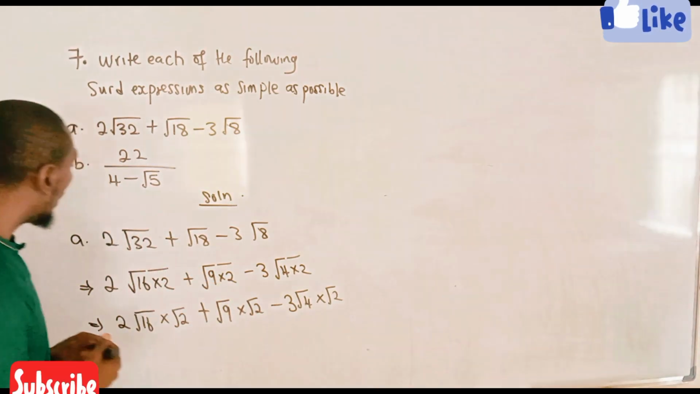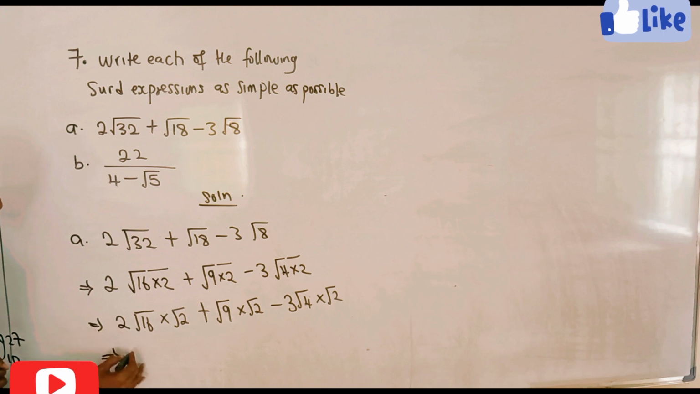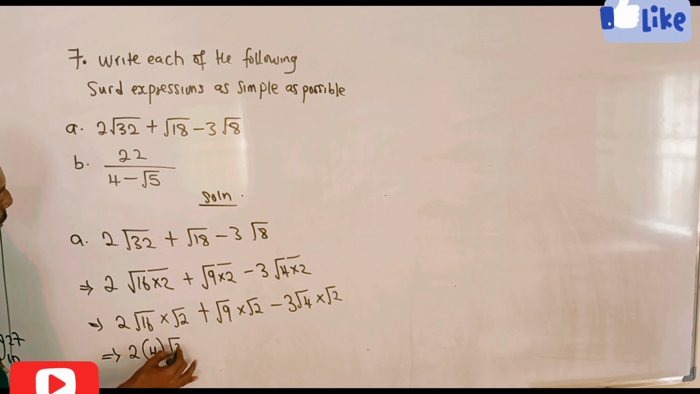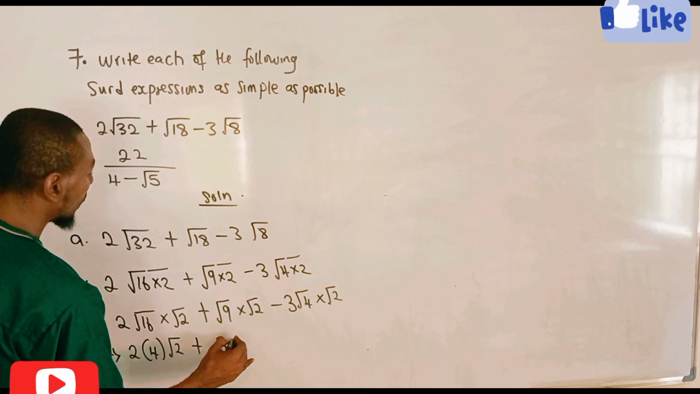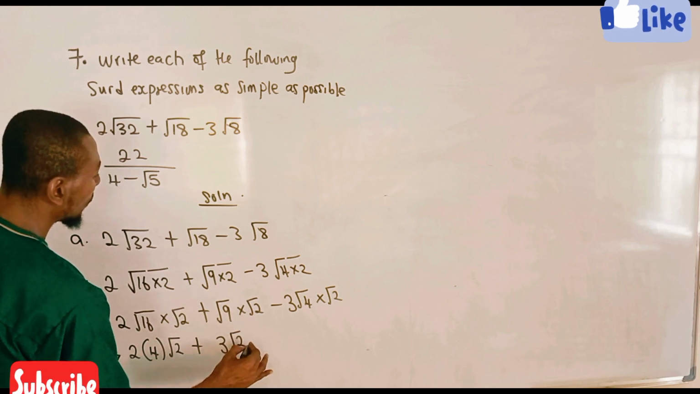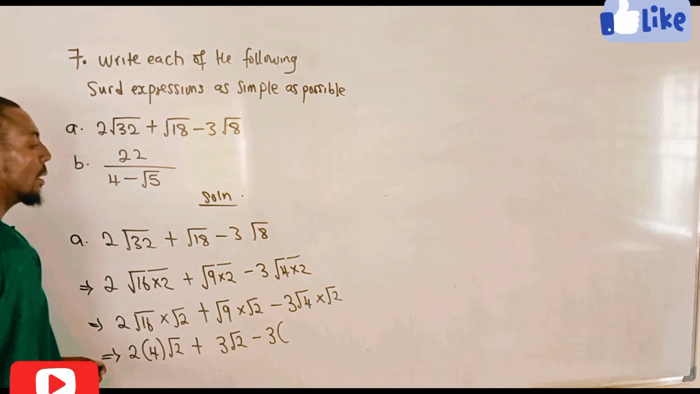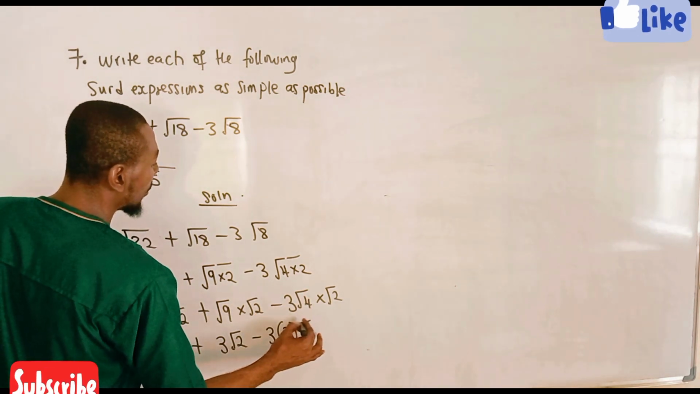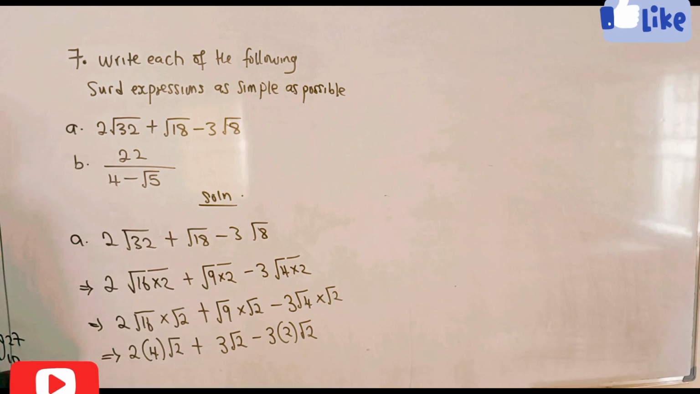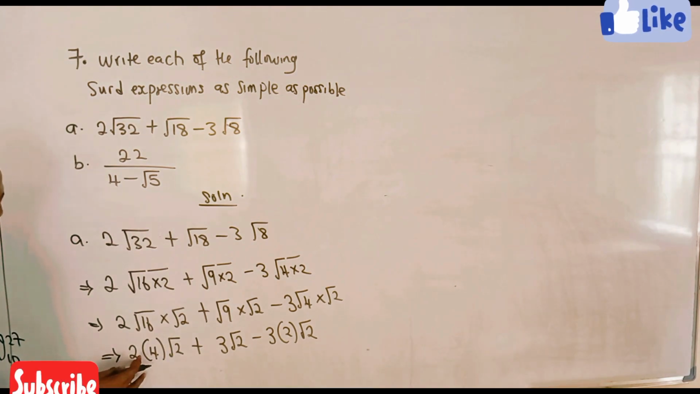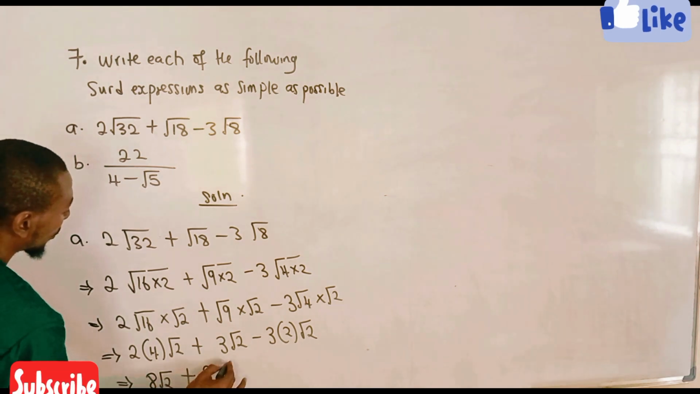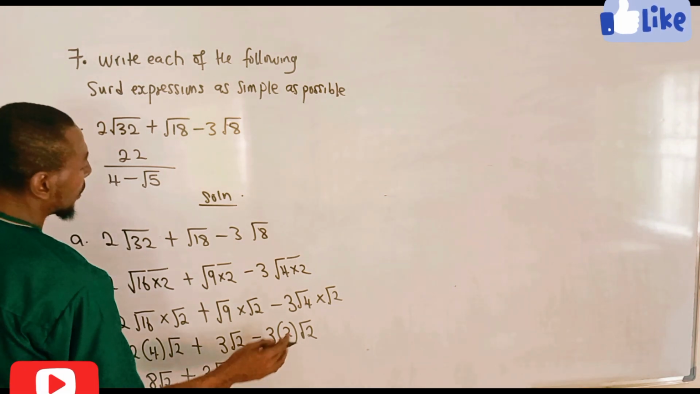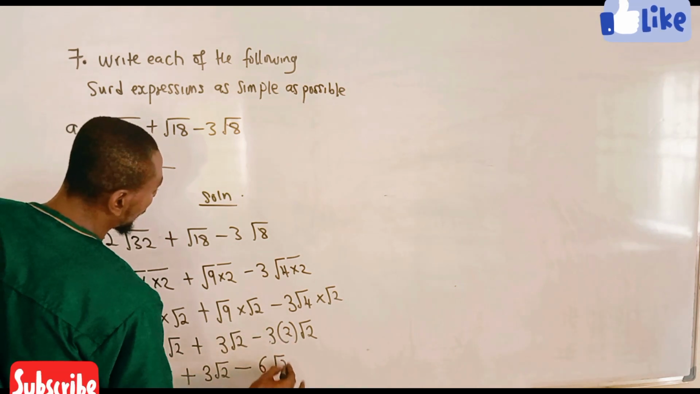So we can now go ahead by saying this equal to 2 multiplied by, so the square root of 16 is 4, then multiplied by root 2. Okay? Plus the square root of 9 is 3, then multiplied by root 2, minus 3 times the square root of 4 is 2, everything multiplied by root 2. So we have 2 times 4 is 8, 8 root 2, plus 3 root 2, minus 3 times 2 is 6, then 6 root 2.